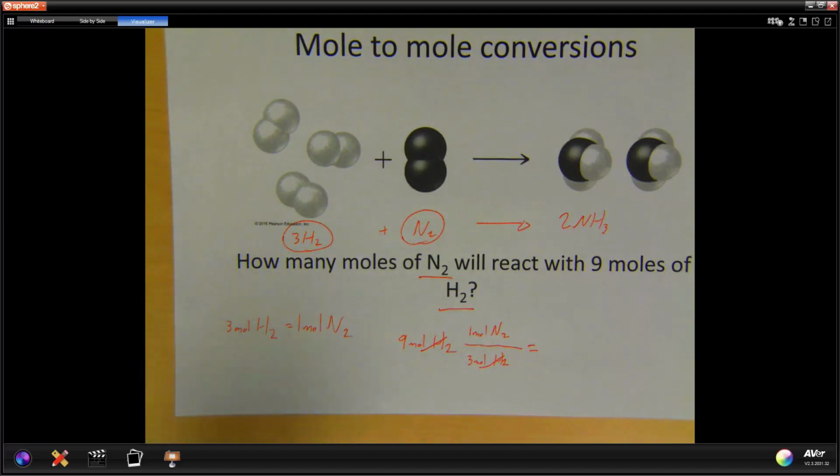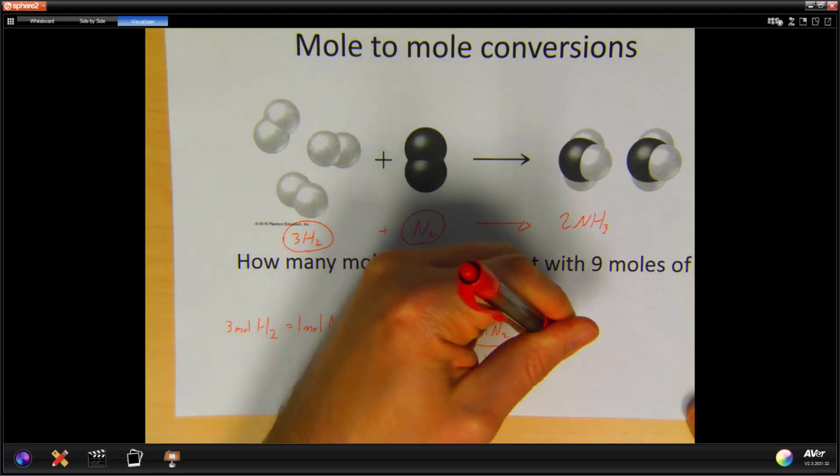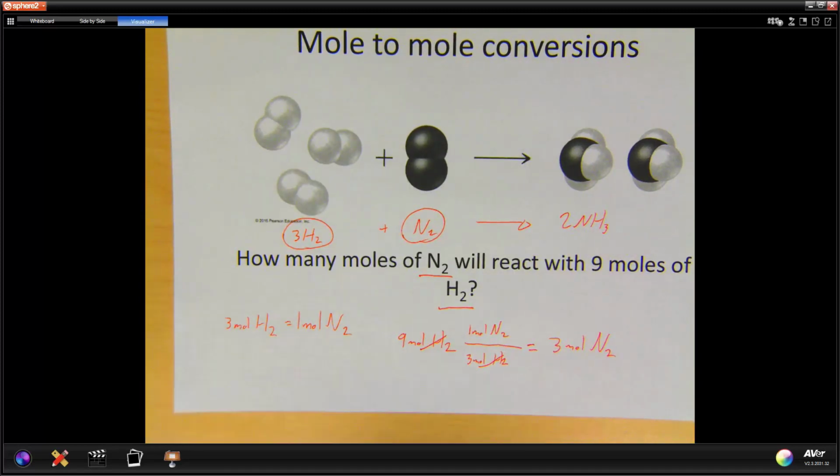When we do the math, you have 9 divided by 3, so you get 3 moles of N2. Okay, so that is how we do that.